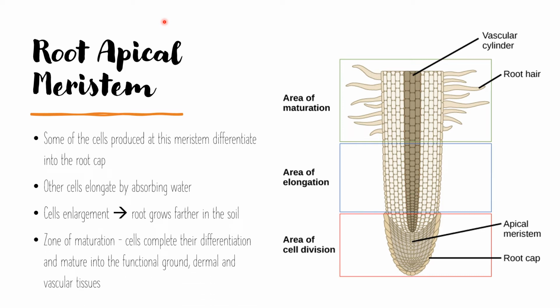Beyond this zone of elongation is a zone of maturation, in which cells complete their differentiation and mature into the functional ground, dermal and vascular tissues that make up the root. So this is the area of maturation that I was talking about, and this is the area of elongation. This part here is the area of cell division.